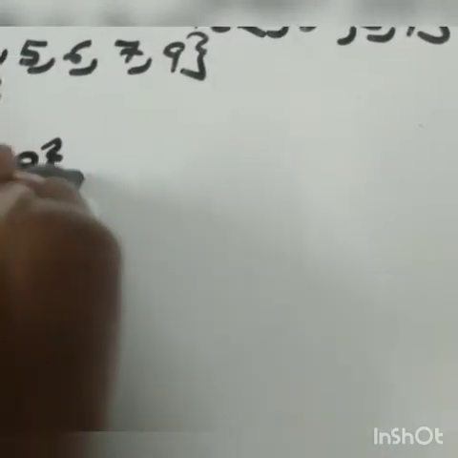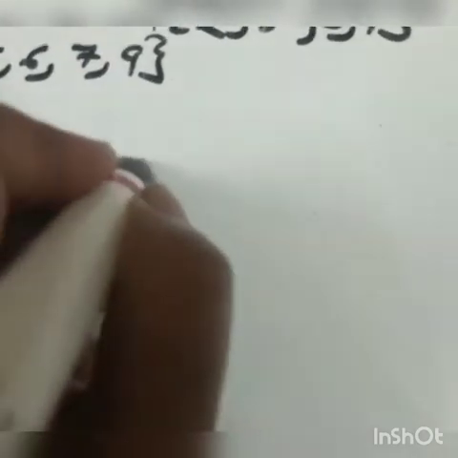Now question number 3. I am doing the first part. Let us see. The question is A is equal to {6, 7, 8, 9, 10}, and B is equal to {2, 4, 6, 8}.